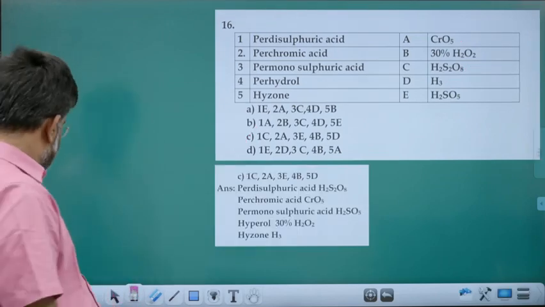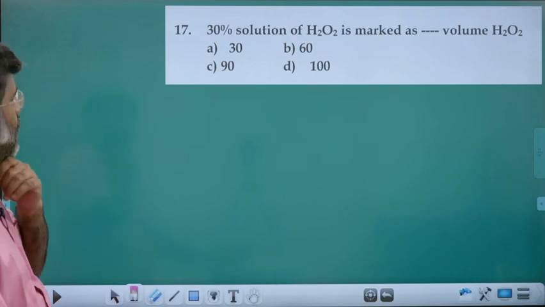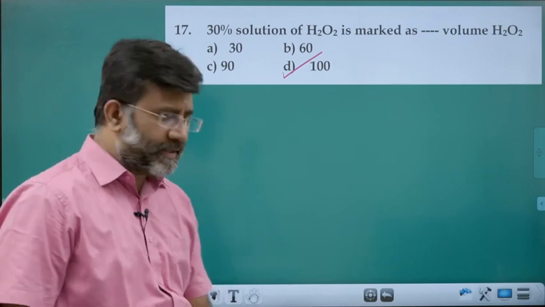Next. 30% solution of H2O2 is marketed as 100 volume. Already discussed the point.